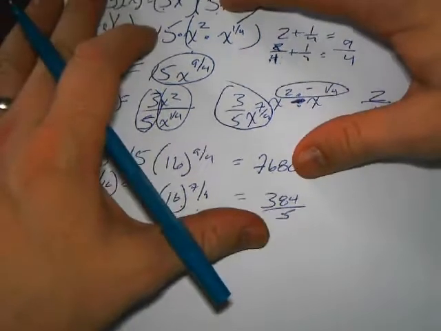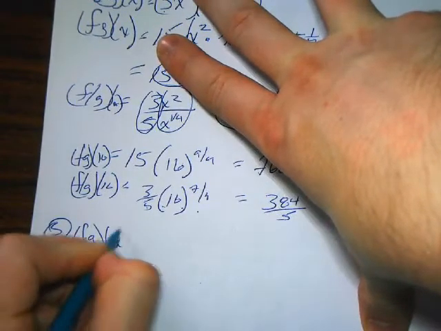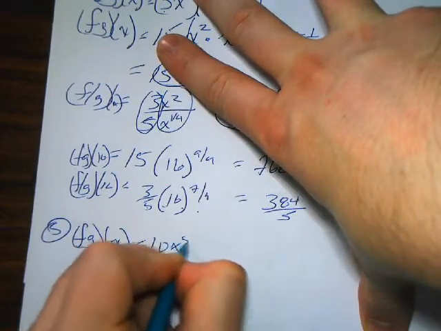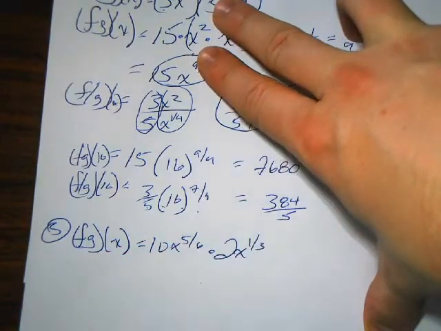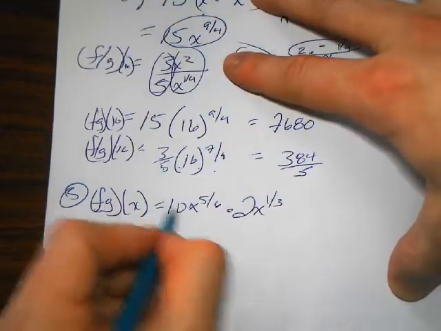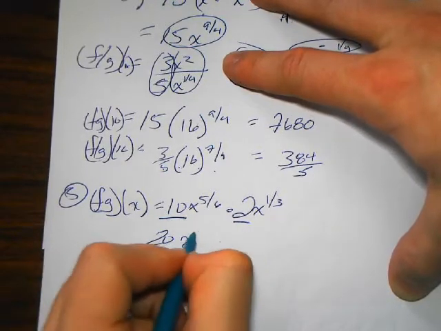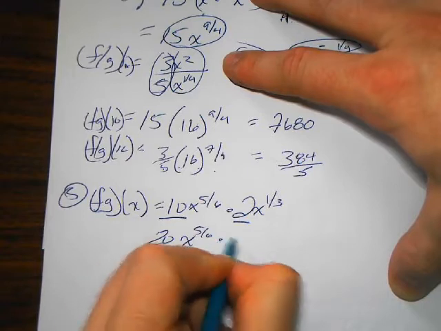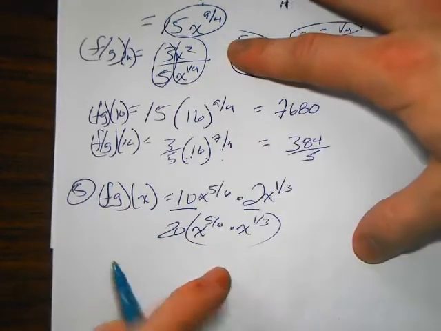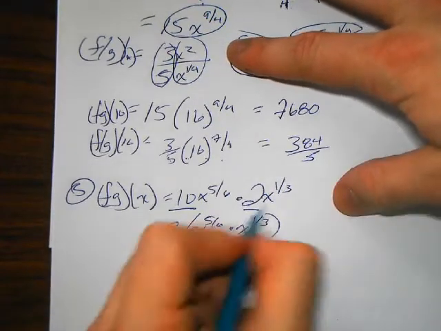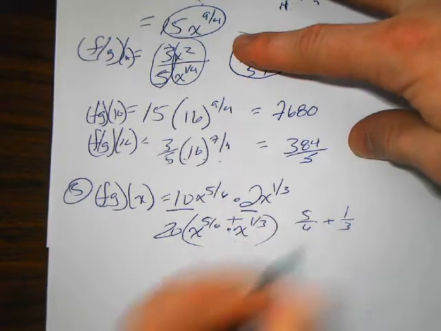Number 5 has us going to multiply our 10x to the 5/6. We need to multiply by 2x to the 1/3. So we're going to take our coefficients first, and then we're going to multiply x to the 5/6 times x to the 1/3. When we multiply our powers like this, the whole reason that we can do this is so that we can add up our exponents. We're going to add up 5/6 and 1/3.